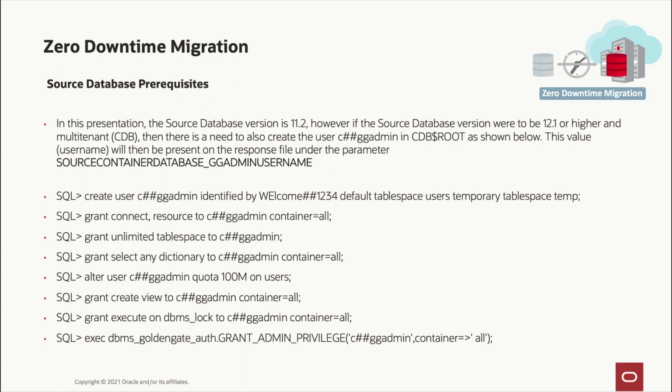Now, an important factor to bear in mind is that if the source database were to be multi-tenant, meaning it has a container database and pluggable databases, then you would also need a user in the container database root as shown below. This user is called c##ggadmin, as you can see here from the slide how you would actually spell that. And it's required, right? Because it is used in the response file under the parameter source container database ggadmin username.